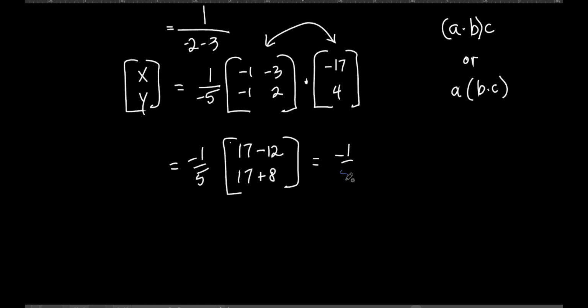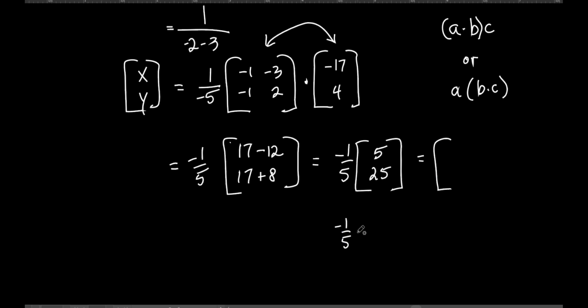So it's negative 1/5. Now it's clear sailing. It's kind of easy now. This is one element. 17 minus 12 is going to be one number. All right, so we do get a 2 by 1. So 17 minus 12 is 5, and 17 plus 8 is 25. Do you see that? And we're almost done. Almost there. What's negative 1/5 times 5?